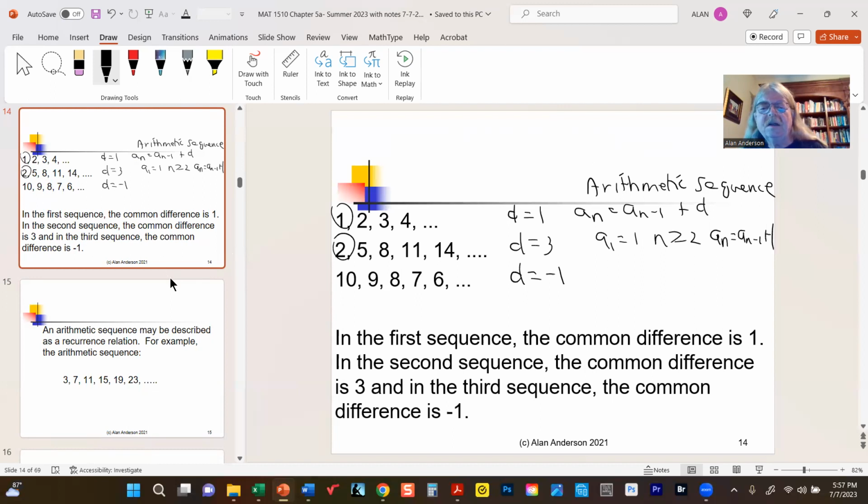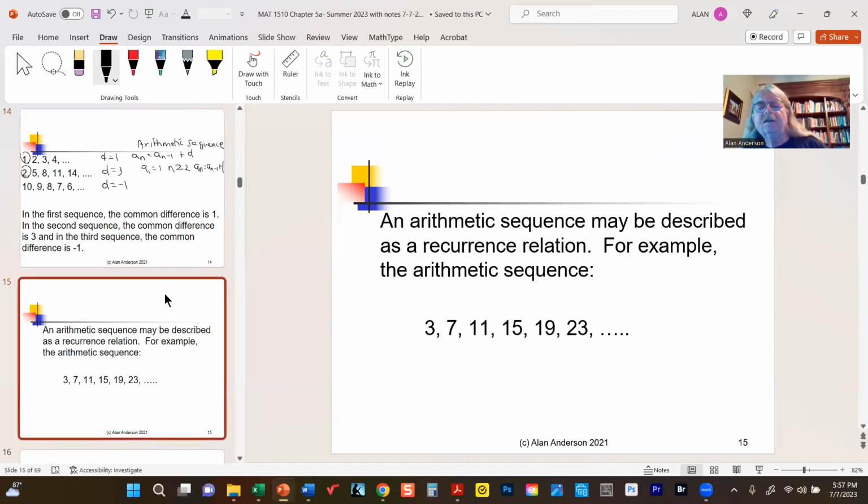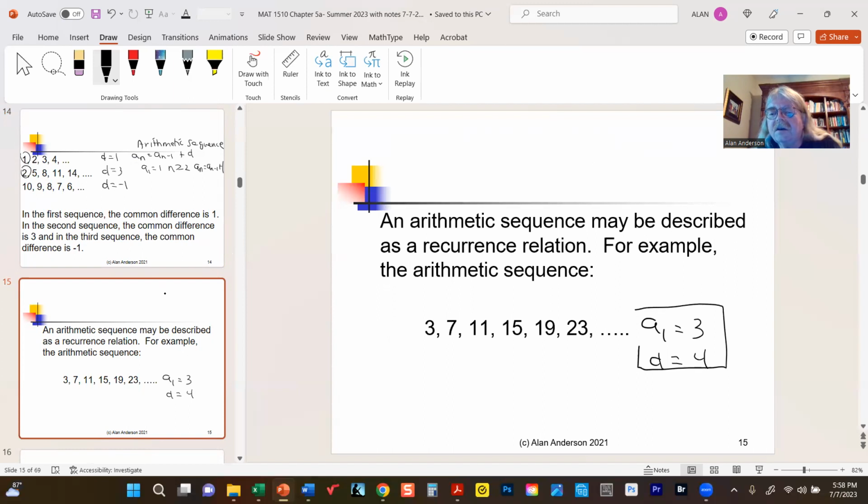All right, now here's another one. Now you can see here that the first term is 3, and the common difference is 4. By the way, if we know these two, we don't need any other information. That's all we need to uniquely identify all the terms in the sequence, because the mere fact that we're being given a difference proves that this is an arithmetic sequence. All we need to know then is what is the difference and what is the first term.